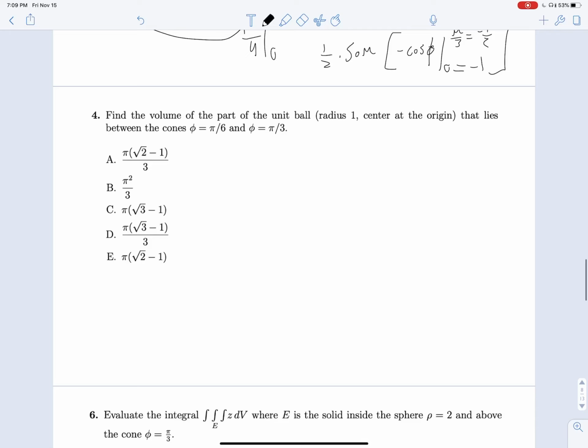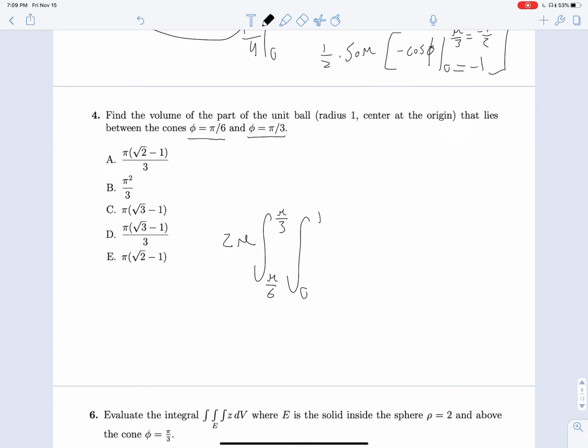Okay, find the volume of the part of the unit ball, radius 1, centered at the origin, that lies between the cones phi equals pi over 6 and phi equals pi over 3. So this will be pretty easy to set up. We're not dependent on theta at all, so we can put a 2 pi outside of everything. As far as phi, they just give it to us, pi over 6 and pi over 3. And for rho, we're running between 0 and 1.